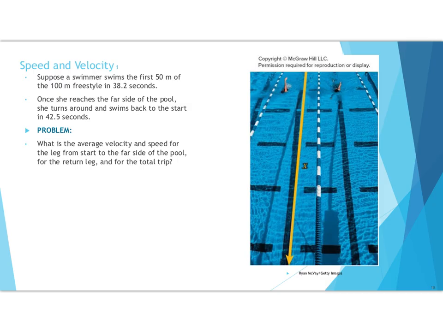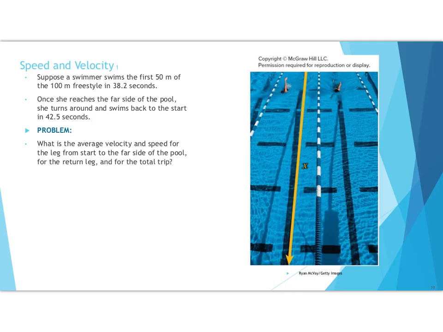All right, now here is a problem I chose because it also is going to work a little bit with the ideas of distance and speed in terms of our definitions that we learned about. So the question is, a swimmer is in a 50-meter pool. They're going to do the first 50 meters of the 100 freestyle in 38.2 seconds. At the end of the 50 meters, she turns around, swims back to the start. So that length of 50 meters takes her 42.5 seconds.